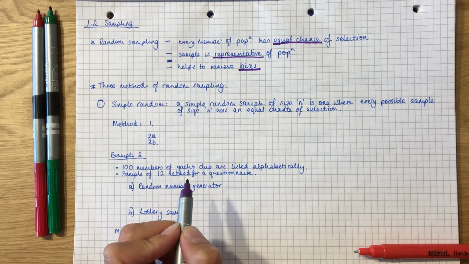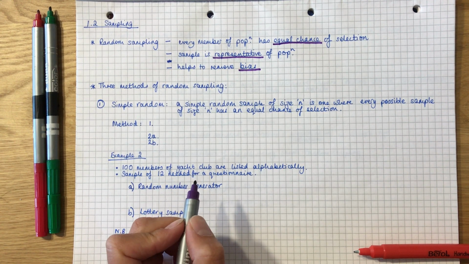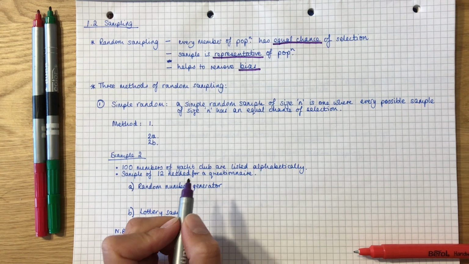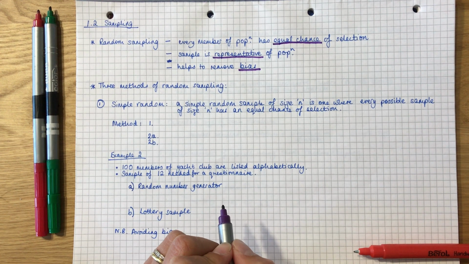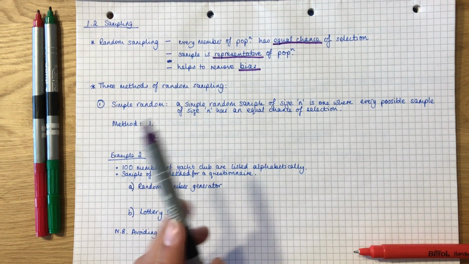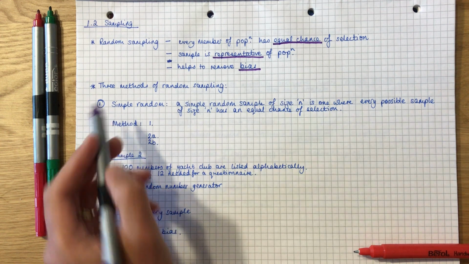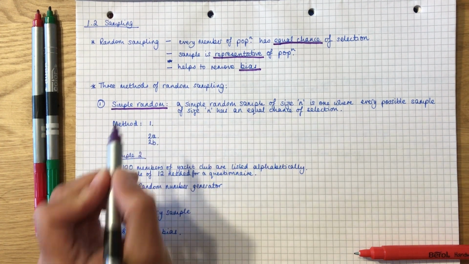Bias, of course, is where your results tend towards a certain way rather than another one, and we'll see some examples in a minute of how bias is reduced by doing random sampling. There are three main methods of random sampling. The first one is what we call simple random sampling.